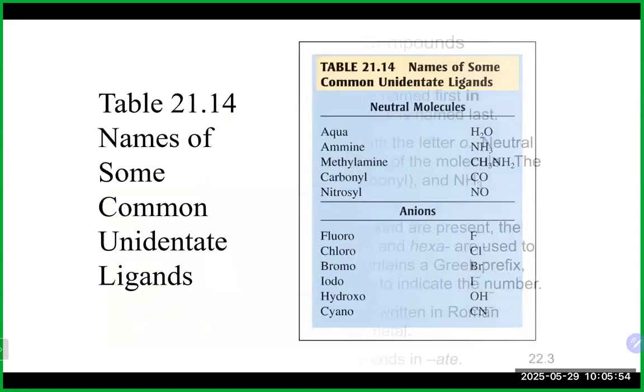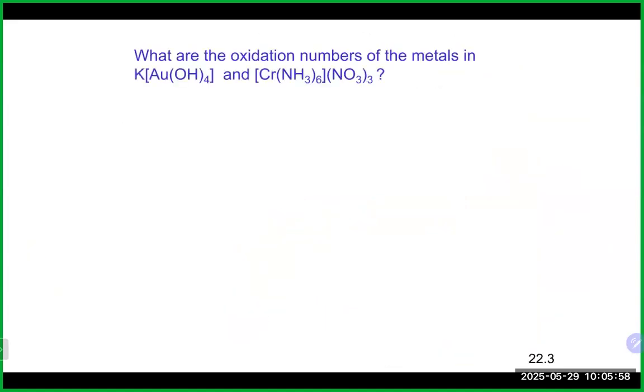So let's take a look at those two that we ended up on, I think, last time. Remember, if we look at these here, we figured out previously that the oxidation state on the gold is +3, because OH is -1, which gives you a -4, and there's a +1 out here, giving us a +3 for the gold.